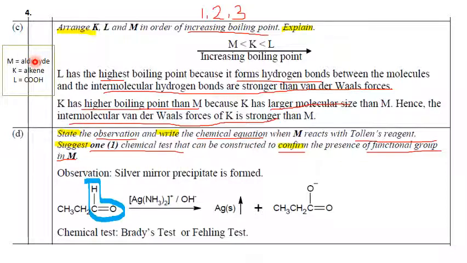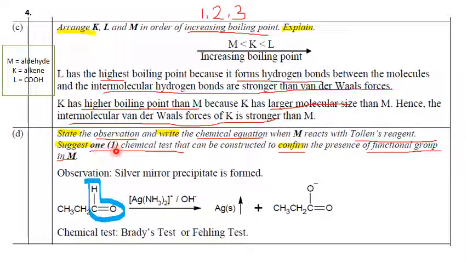So let's check the explanation. L has the highest because it can form hydrogen bonds between the molecules, and intermolecular hydrogen bonds are stronger than van der Waals forces. Yes, because M and K have van der Waals forces. K has a higher boiling point than M because K has a larger molecular size than M. Hence, the intermolecular van der Waals forces of K are stronger than M. Clear?